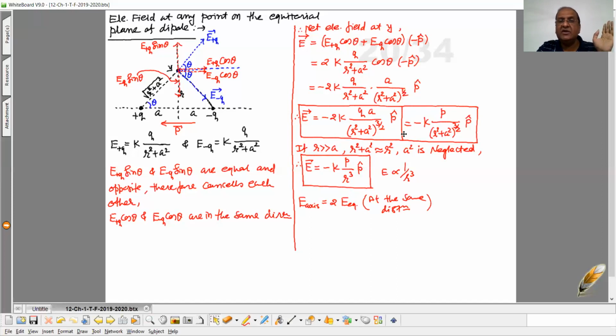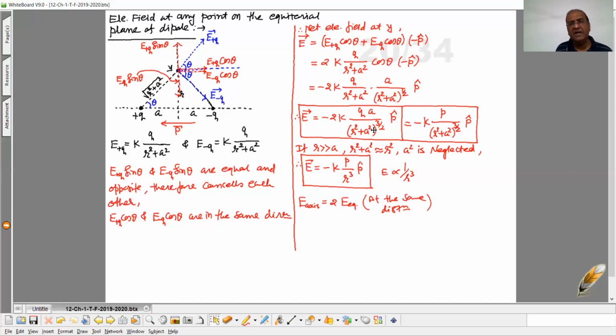So now this one is the equation of the resultant electric field at point y, which is situated at distance r from the center of the dipole on the equatorial line. But this q into 2a we can replace by the dipole moment also. So in terms of dipole moment, our equation will be minus kp upon r square plus a square raised to 3 by 2 into p caret. Clear? So this is the equation for the electric field at any point situated at any distance on the equatorial line of the dipole.